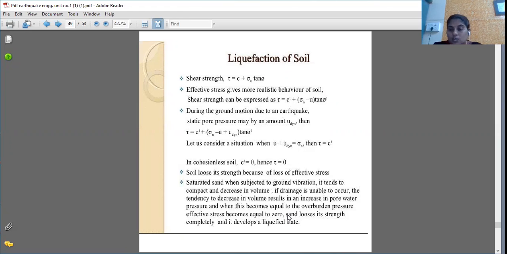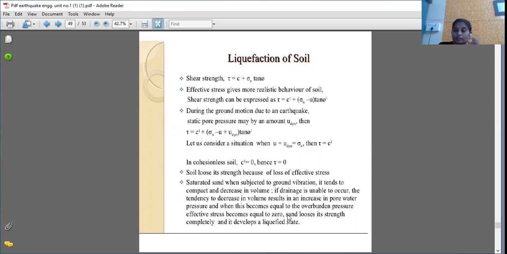Okay, liquefaction of soil. In this slide we'll see what is the shear strength of soil. So already you know about the shear strength of soil, that is tau is equal to C plus sigma n into tan phi, where phi is the shear strength angle, sigma is the stress, and C is the cohesion of that soil. So tau is equal to C plus sigma tan phi. Okay, C is for the different types of soil, cohesionless soil, cohesive soil, and those different parameters will come over there.